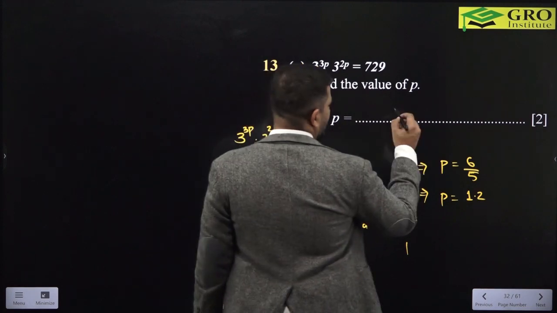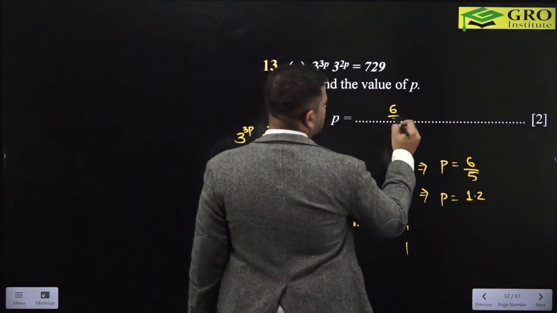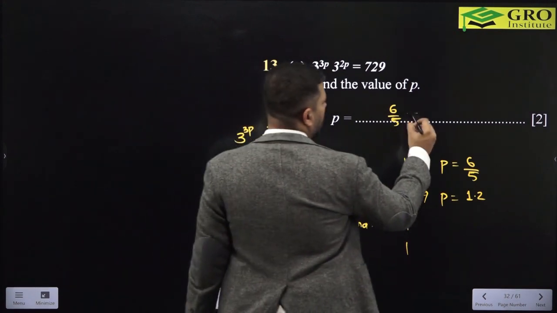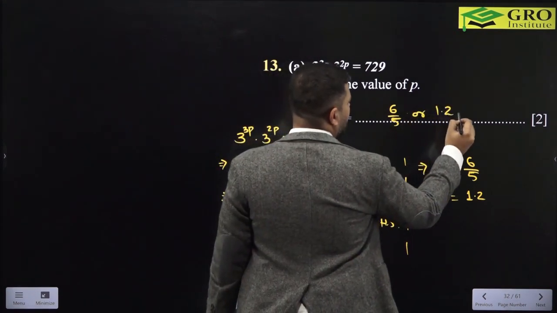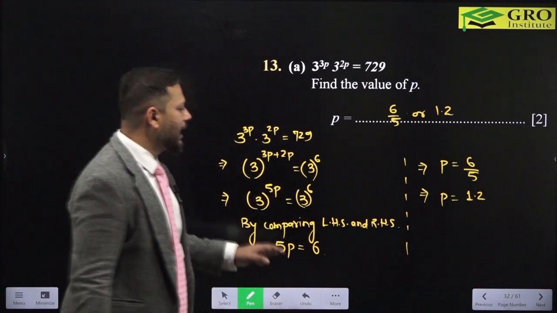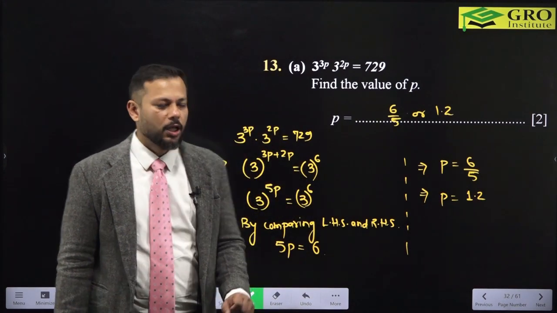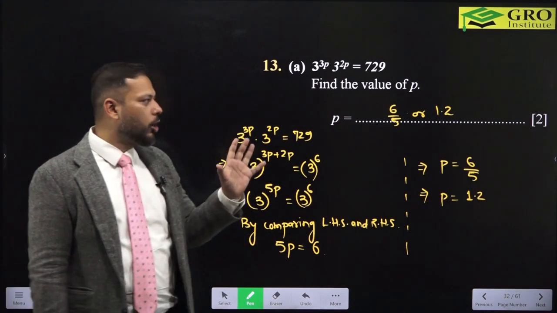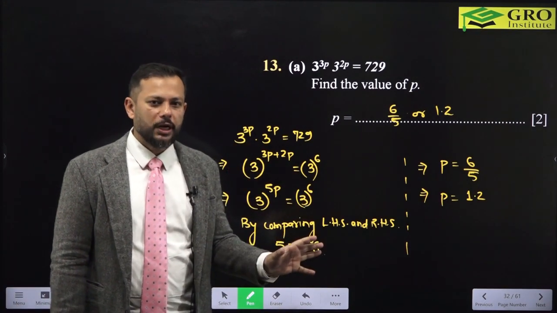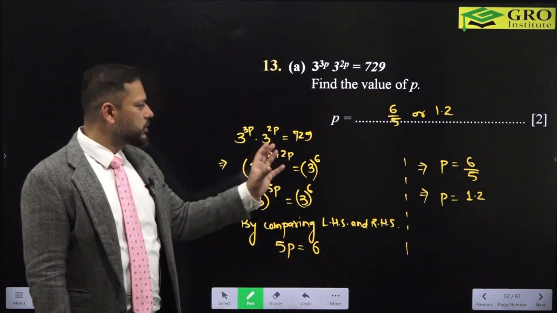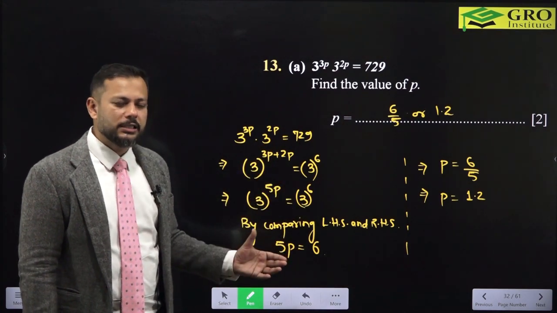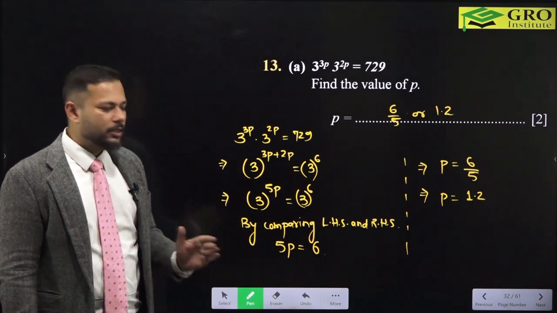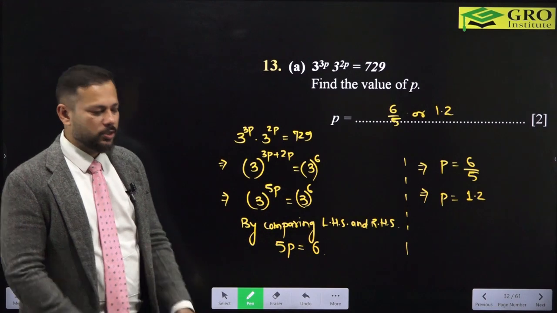So it's up to us. Let us take p to be 6/5. That is our answer, or 1.2. This is what is the answer required for this question. So I hope it is clear. Use the simple logic, use the common laws of exponent to solve such problems. If you see both the sides to have same bases, you can equate their powers to get the answer, right? Let us move ahead and further solve the next questions.